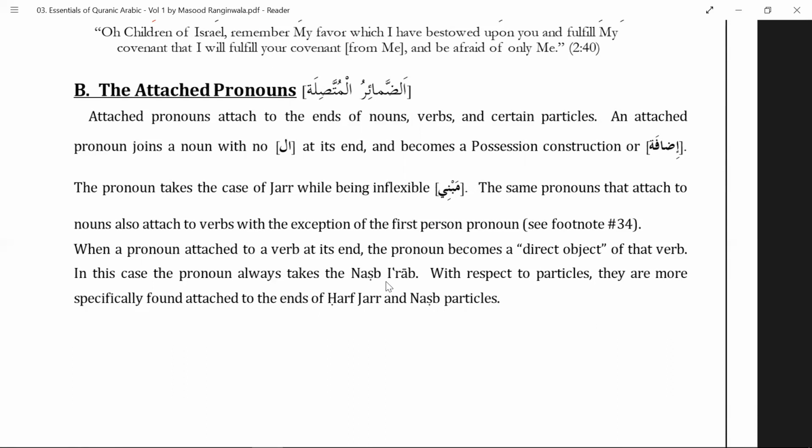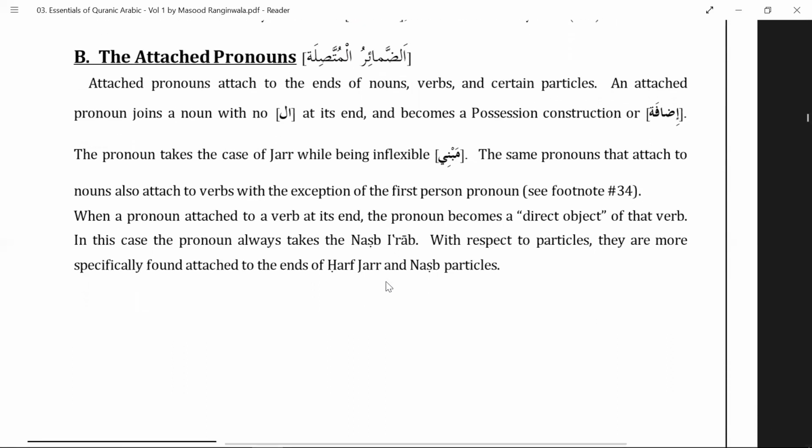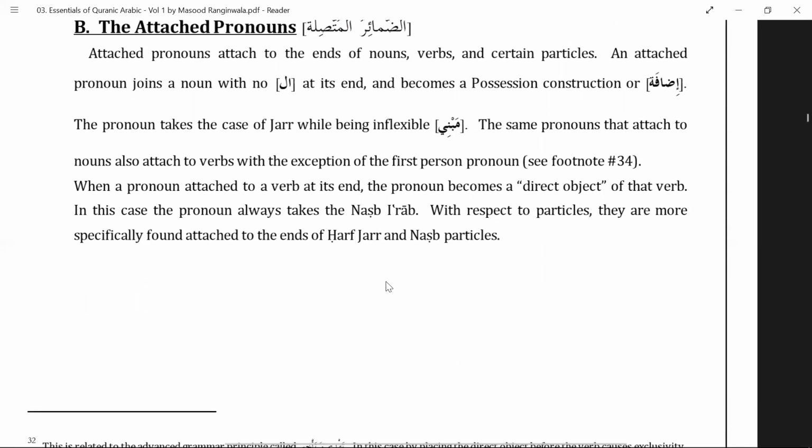An attached pronoun joins a noun with no alif lam at its end, and this way it becomes a possession construction. Possession construction is called idafa in Arabic. If you have kitab, when I say al kitab, I will not attach a pronoun at the end of al kitab. I have to remove that al. Like kitabuhu, I attach the hu, I have to remove the al, because attaching the pronoun itself will make it definite, so I don't need that al. This becomes possession, book of his. If it is attached to the end of a noun, it becomes an idafa.